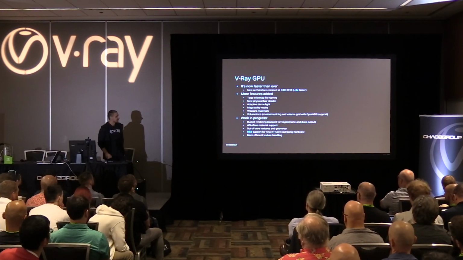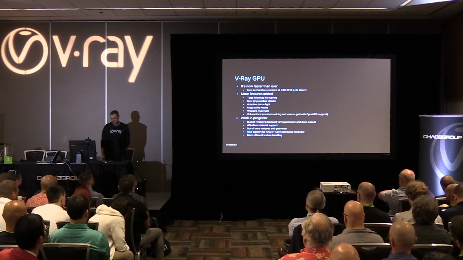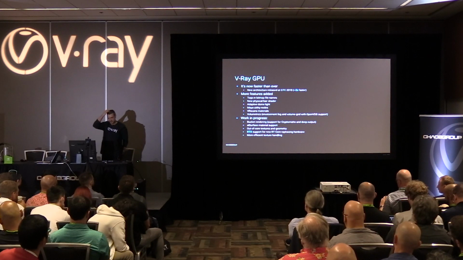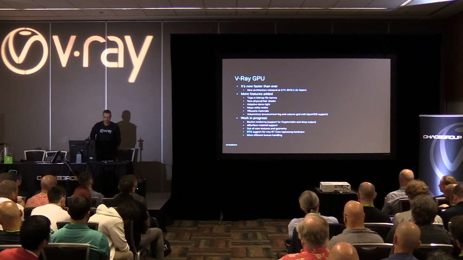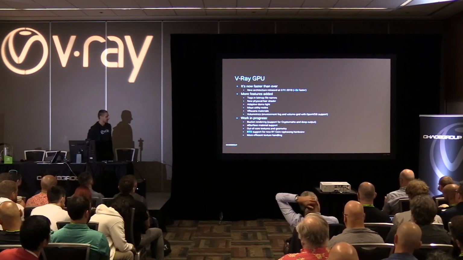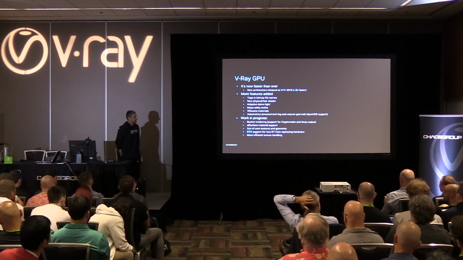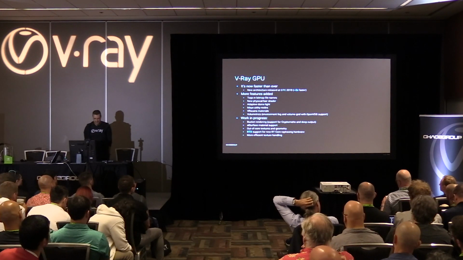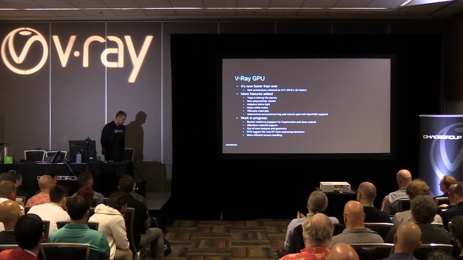In addition to that, we're working on supporting the AL Surface material. We have supported subsurface scattering in V-Ray GPU for a while, but only for the original V-Ray fast SSS material. Now AL Surface works as well, including the subsurface scattering, obviously. Out-of-core textures and geometry are also on the roadmap.